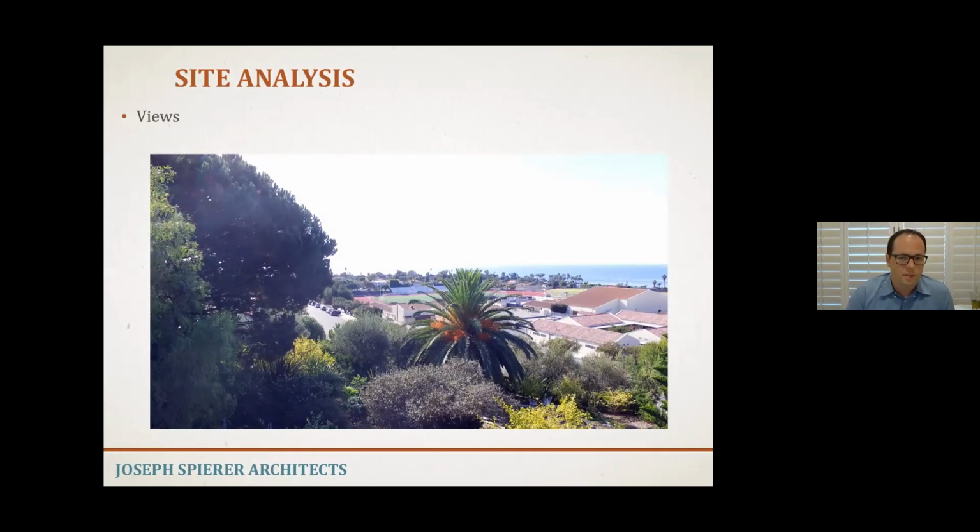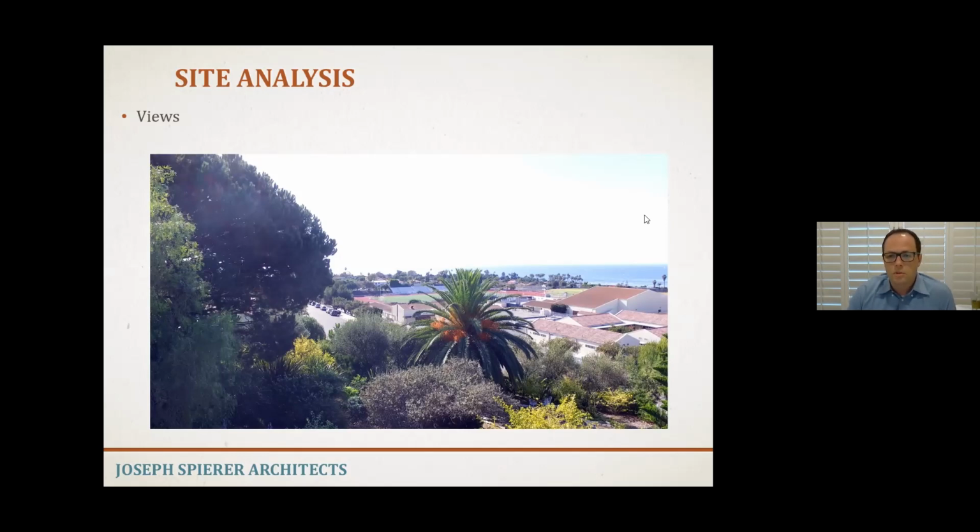The site analysis, on the other hand, is a bit different. There's a lot to it, right? There are a lot of different components to what can and can't be done, and what you may want to do in the future versus maybe some alternatives. So let's start with view analysis.